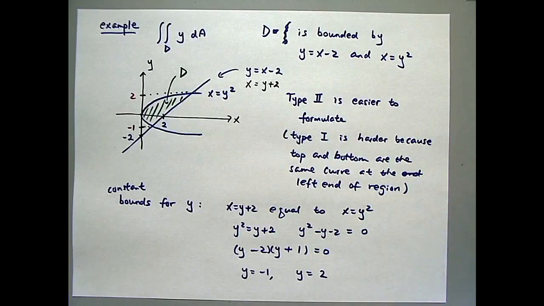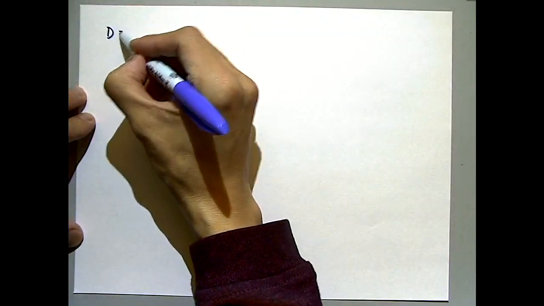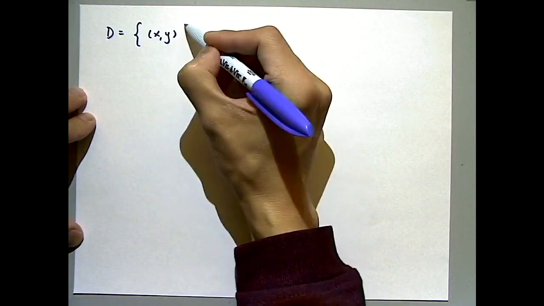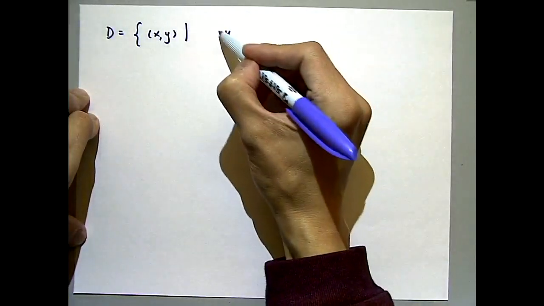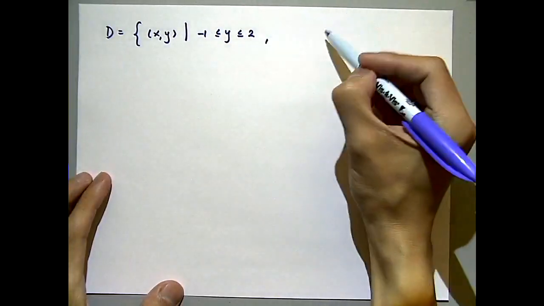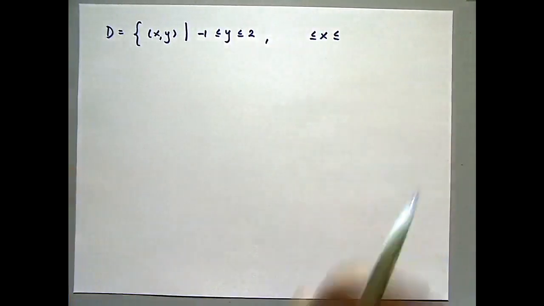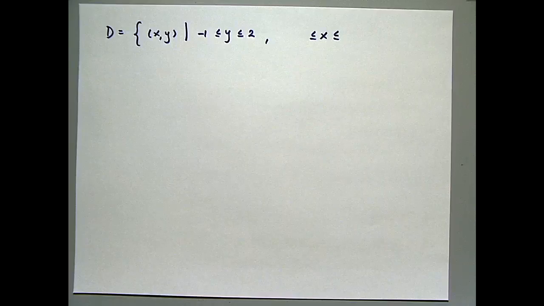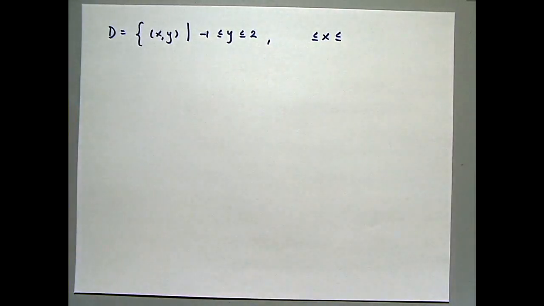Everybody okay with that? Okay. So now the region D, as a type 2, we let y run from minus 1 to 2. What about x? What are the bounds for x? What's the lower bound for x? Is that the left or the right? Left, yeah. So left is the parabola, so it would be y squared.